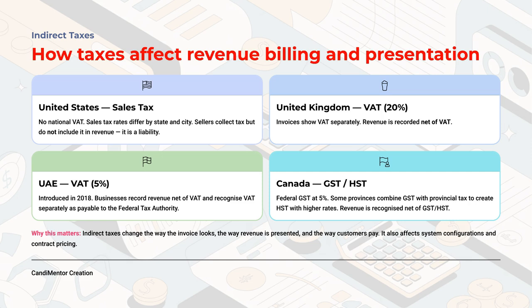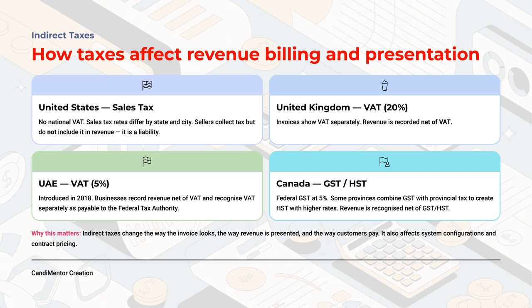Indirect taxes that affect revenue billing and presentation. United States, sales tax. No national VAT. Sales tax rates differ by state and city. Sellers collect tax but do not include it in revenue. It is a liability. United Kingdom, VAT, 20%. Invoices show VAT separately. Revenue is recorded net of VAT.